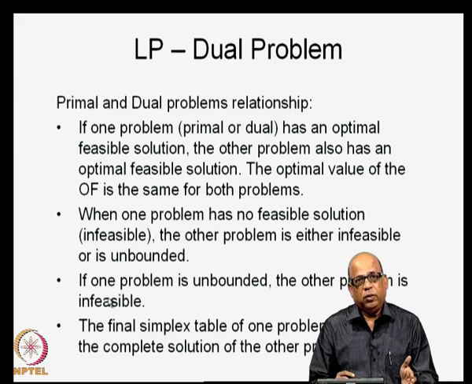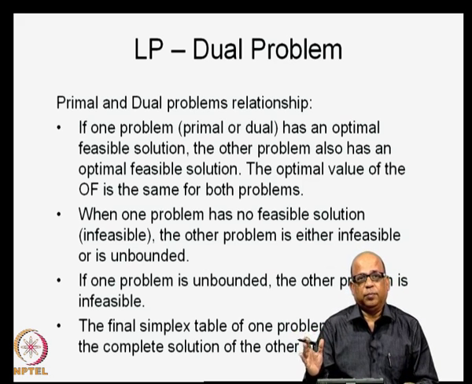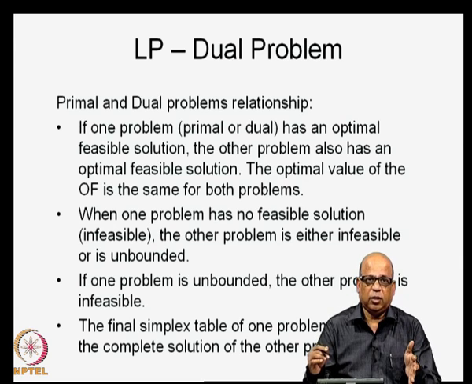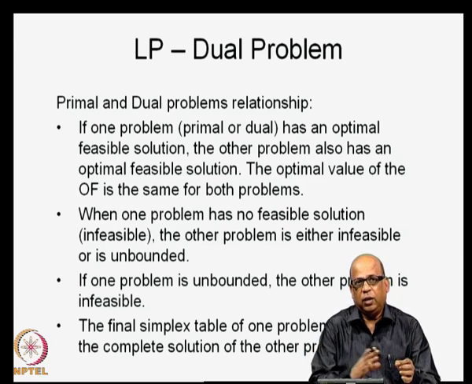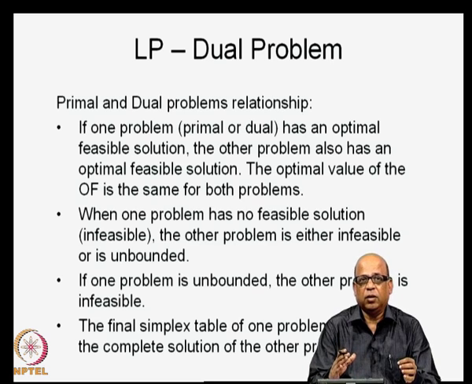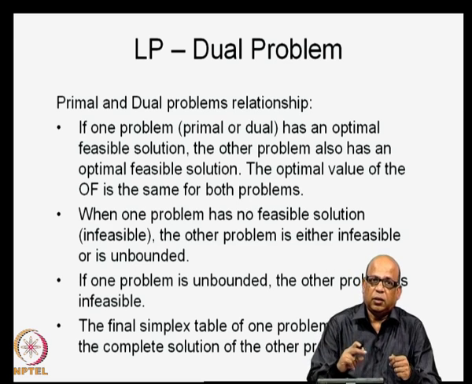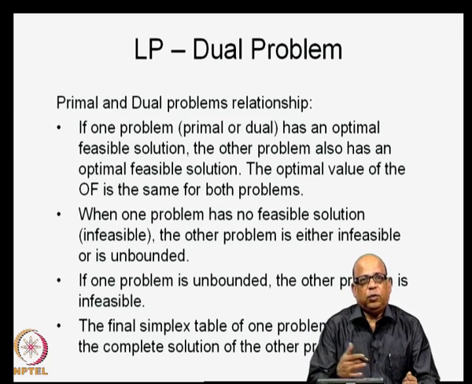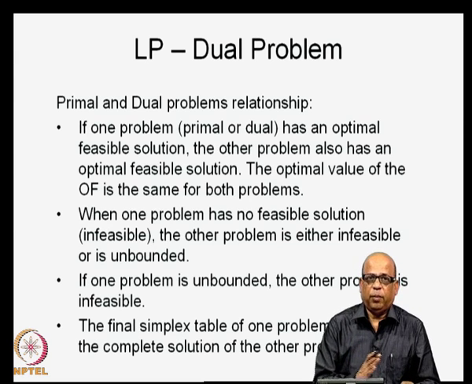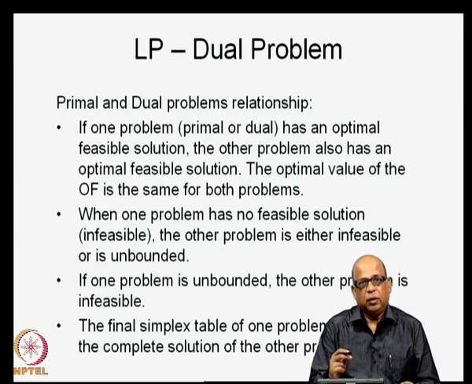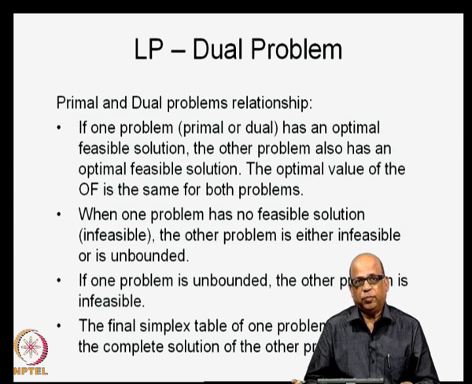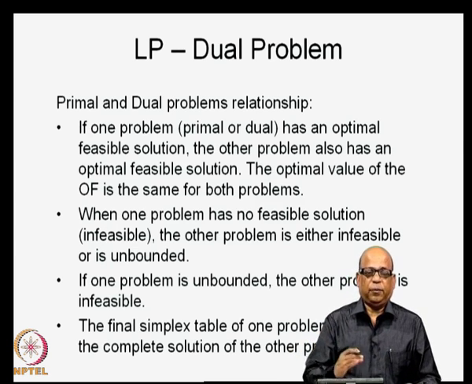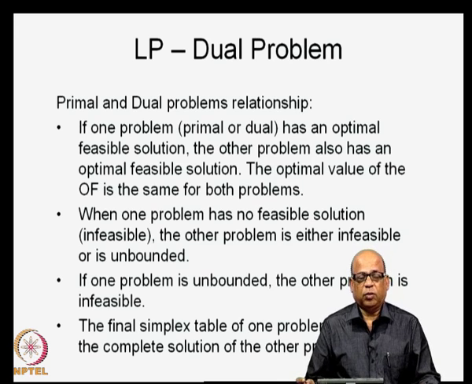If the problem that you have solved is unbounded, then the other problem is always infeasible. So, if the primal problem, let us say, is what you have solved and you realize that it is unbounded in the intermediate iterations, you do not identify a departing variable, therefore, you say that it is unbounded, then the other problem, that will be dual in this case, is infeasible. Then, as we just saw, the final simplex table of the problem, whether it is primal or the dual, gives the complete solution for the other problem. You get the objective function value as well as you get the complete solution for the variables that are involved.